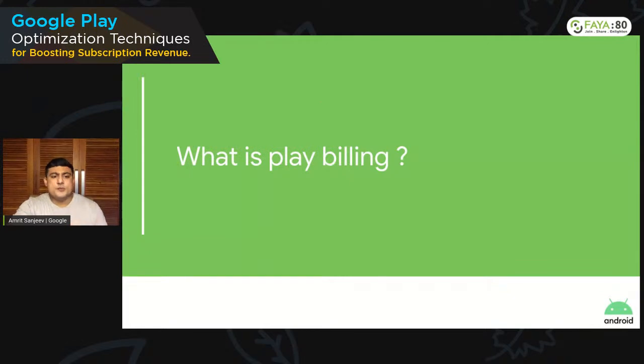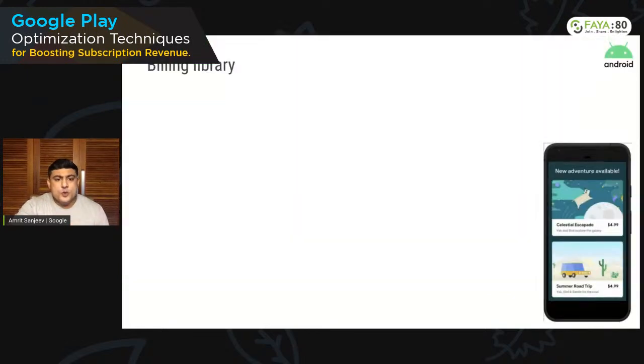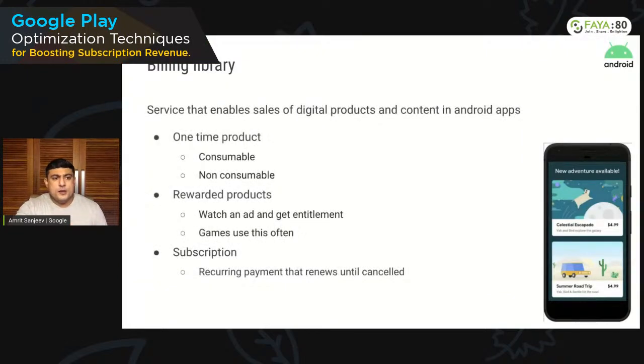So let's start with the first section, play billing. If you look at the play billing library, there are three types of billing products, types of SKUs, that you can create. One is a one-time product, where the user pays only one time at the start, and that's it. There are two subclasses of it. It could be a consumable or a non-consumable product.